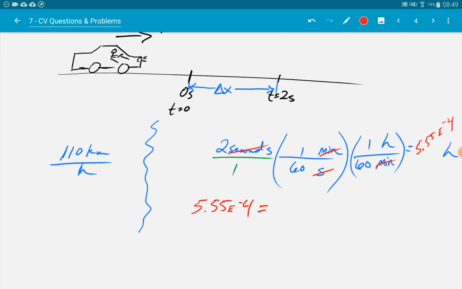Well, this is made up shorthand Texas Instrument calculator notation for scientific notation. This actually means 5.55 times 10 to the -4. And so they made up this little shorthand thing because they didn't have enough little pixels on the screen to write out the times 10 to the -4.